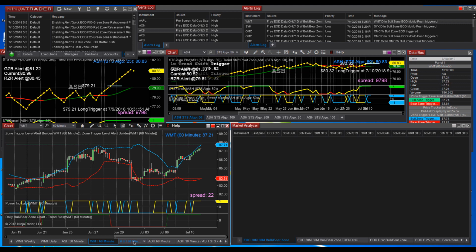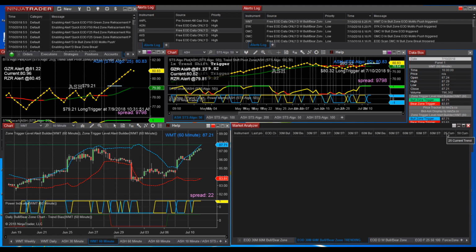Now we have the 3060 and the 3060 trending, and the 3060 trending actually is looking at the 25 and the 50 current trend up here. It wants to find that we're in that uptrend. We got a green bar and we're rising on one of those two that are involved in these alerts. This particular group here does not have the trending involved in it.